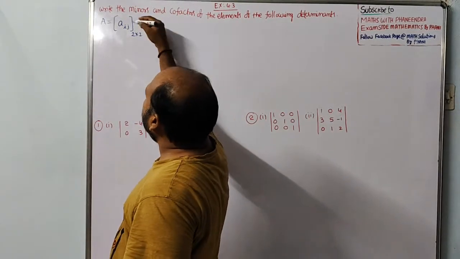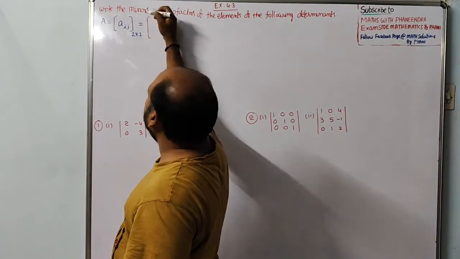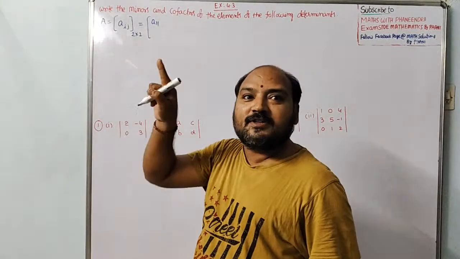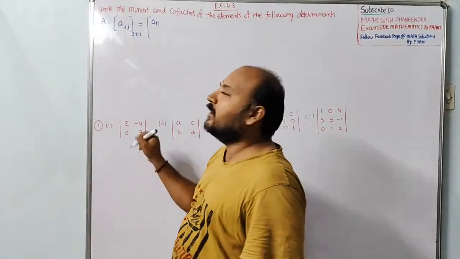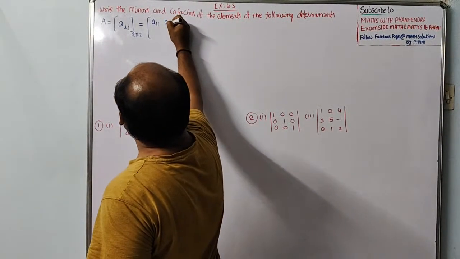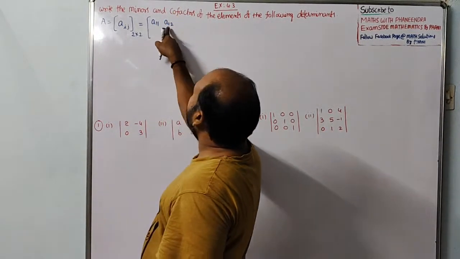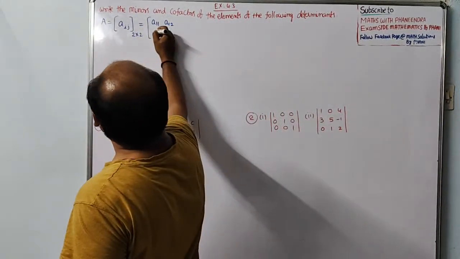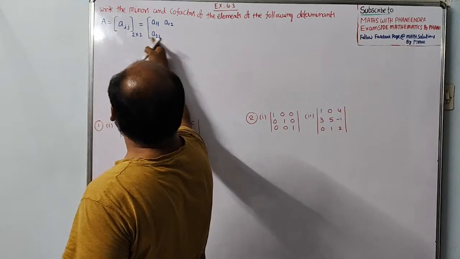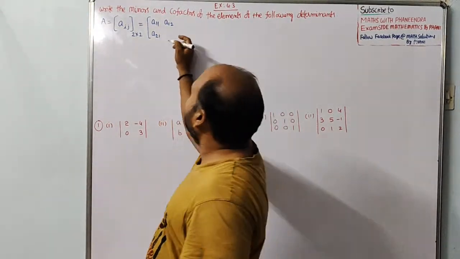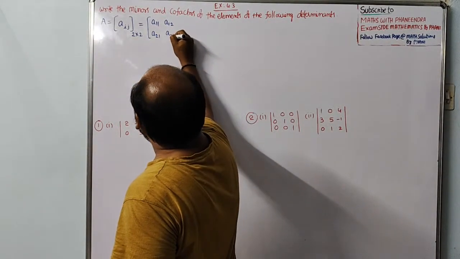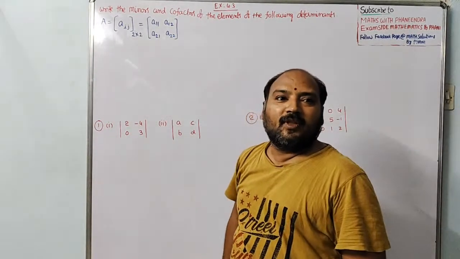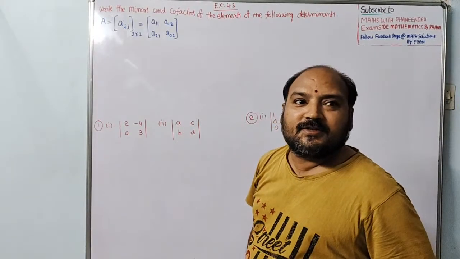So first row, first column: i is equal to 1 and j is equal to 1, if you write A11, that means the first row, first column element. Next, A12 is the first row, second column element. Next, A21, second row, first column element. A22, second row, second column element. I hope everyone understands, dear students.